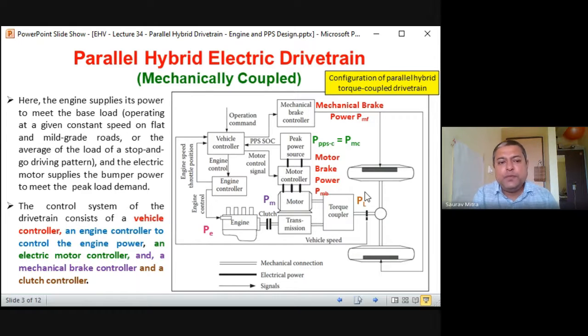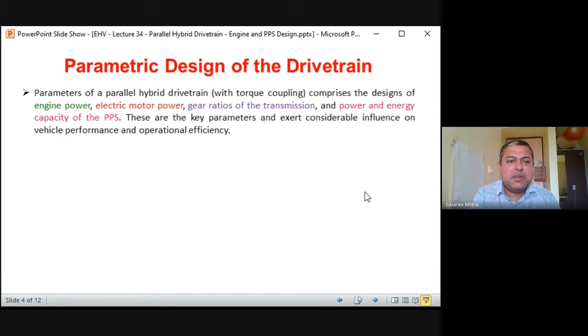Let us directly go to the component design. This is called the parametric design of the drivetrain. The four parameters are mentioned here. The parameters of a parallel hybrid drivetrain with torque coupling comprise the design of number one, engine power; number two, motor power; number three, gear ratio of transmission; and number four, power and energy of the PPS.